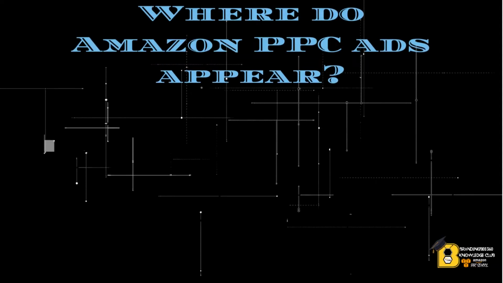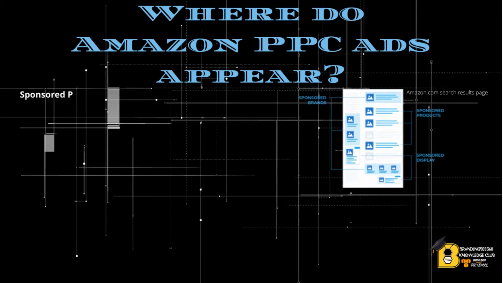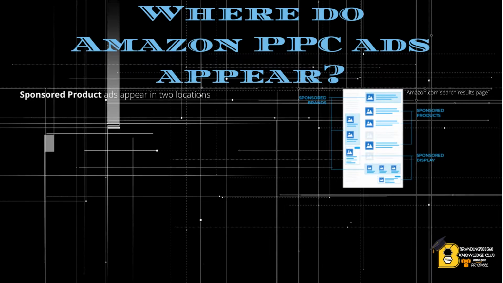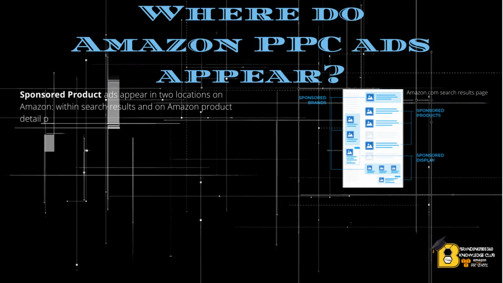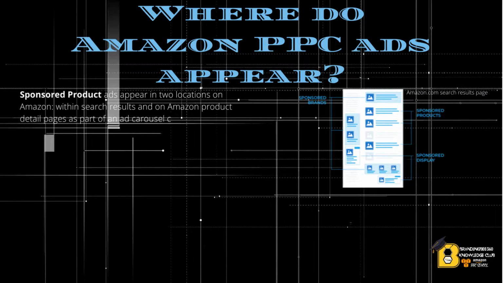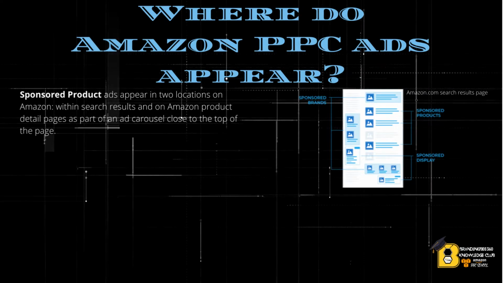Where do Amazon PPC ads appear? Sponsored product ads appear in 2 locations on Amazon: within search results and on Amazon product detail pages as part of an ad carousel close to the top of the page.